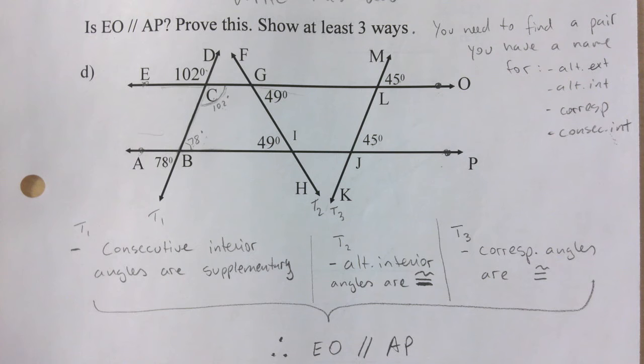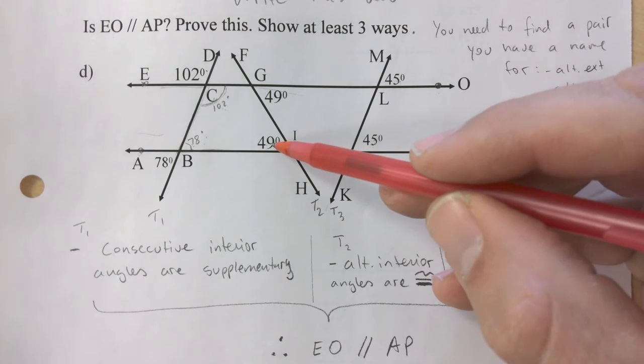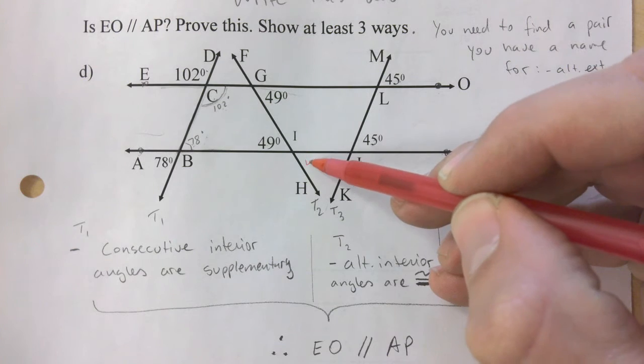Let me just add with a different color. I tell my students, fill in as many numbers as you can right away. Fill that diagram up, so then you have more options. So I like the vertically opposite property. This is 49, therefore this will be 49.